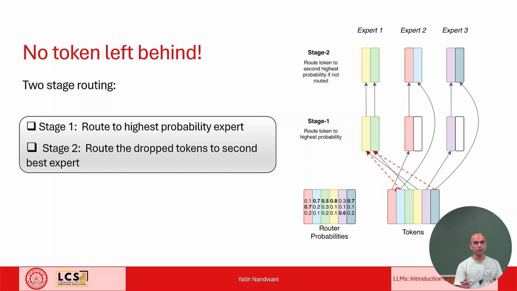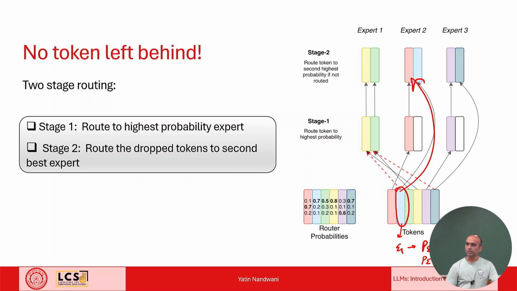In stage 2, you see the second best expert which the router assigned to this particular token. So let's say this expert 1 had probability P of E1 of, let's say, 0.5, but it could not get selected here. Then we see what is the second best. Let's say that was expert 2 with probability 0.3. So you route this to expert 2. And you can iteratively do this till you have placed every token.